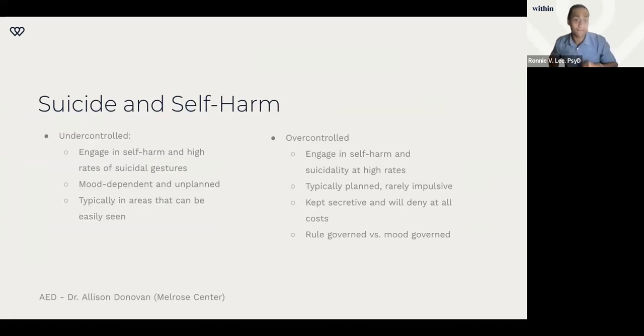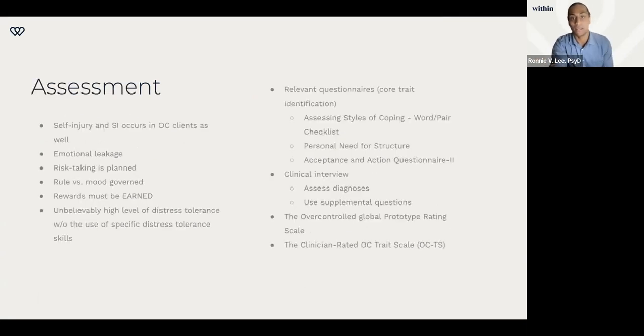All right. Suicide and self-harm. I got a lot of this from Dr. Allison Donovan at the Melrose Center, doing great work over there. I'm not going to spend too much time here, but basically under control versus over control, suicide and self-harm, there's a lot of overlap, right? Namely, there's high rates in both. Our under controlled individuals are a bit more mood dependent, unplanned, typically done in areas that can be easily seen. Our overcontrolled individuals are still at the same high rates, with fewer suicidal gestures but the same rates of self-harm, typically more planned, more rule-governed versus mood-governed, right? So if this occurs, then I will, or therefore I will act, and this can be planned weeks out as well.